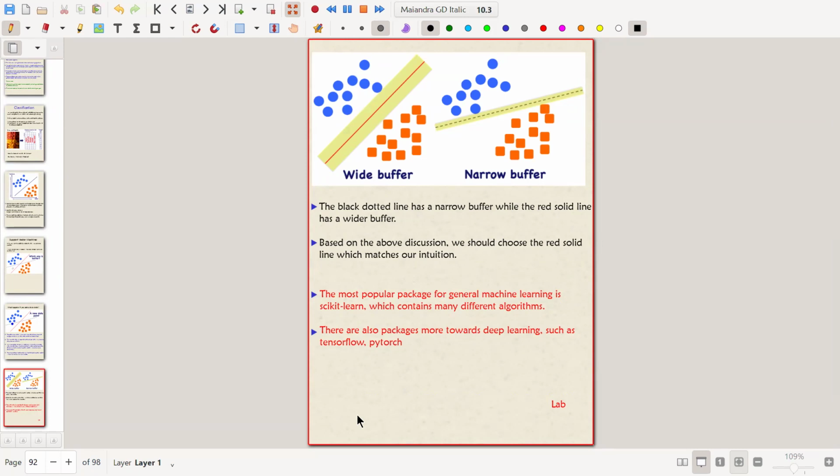The most popular package for general machine learning is scikit-learn. We will always be importing scikit-learn wherever we are doing ML algorithms. It contains many different algorithms which you will see, and there are also many more packages for deep learning, like TensorFlow and PyTorch, which you will be learning in your third semester deep learning course.